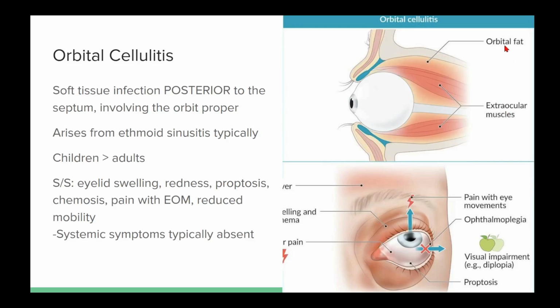And here are some of those things. So the fat and extraocular muscles are very edematous here. They have pain with extraorbital movement, especially upward gaze, ophthalmoplegia, visual impairment, which is really manifesting as diplopia, and proptosis.